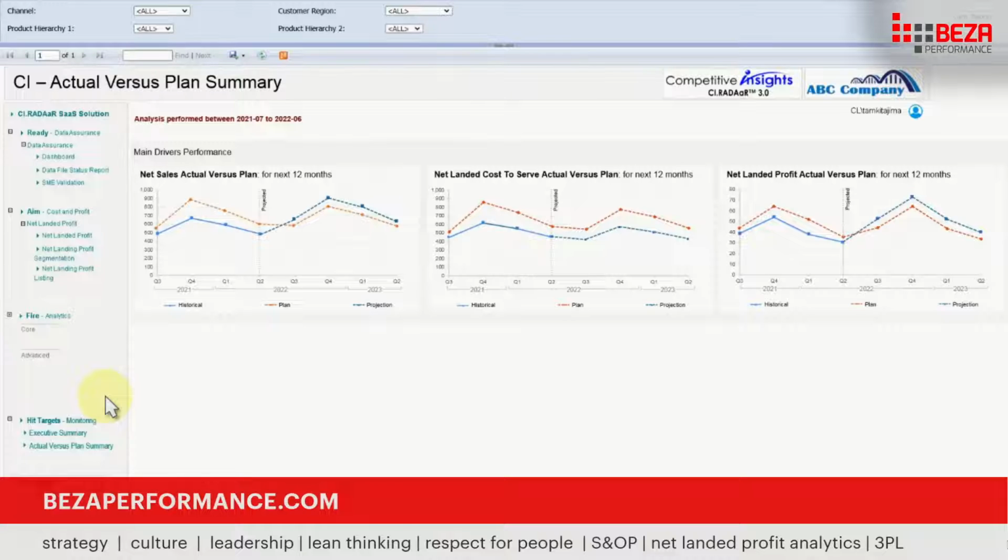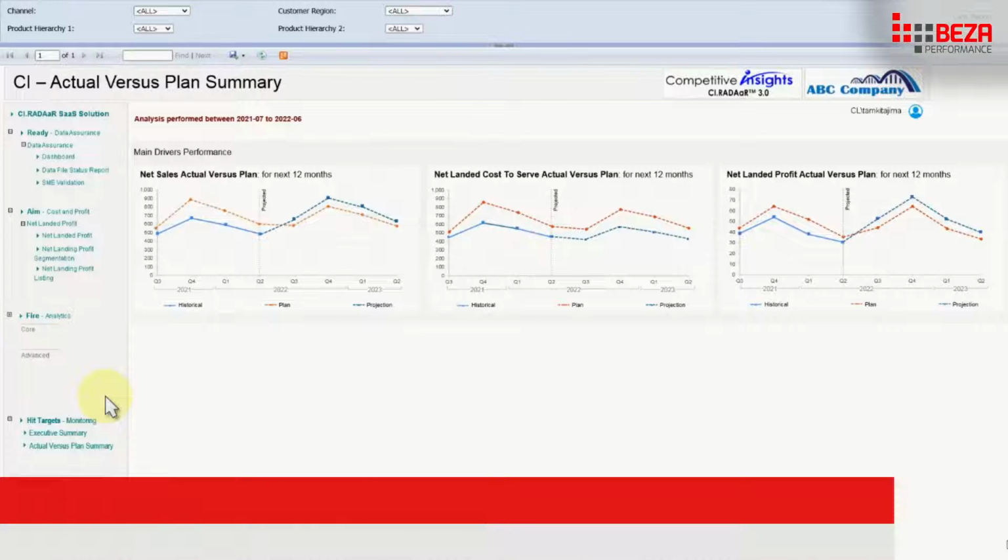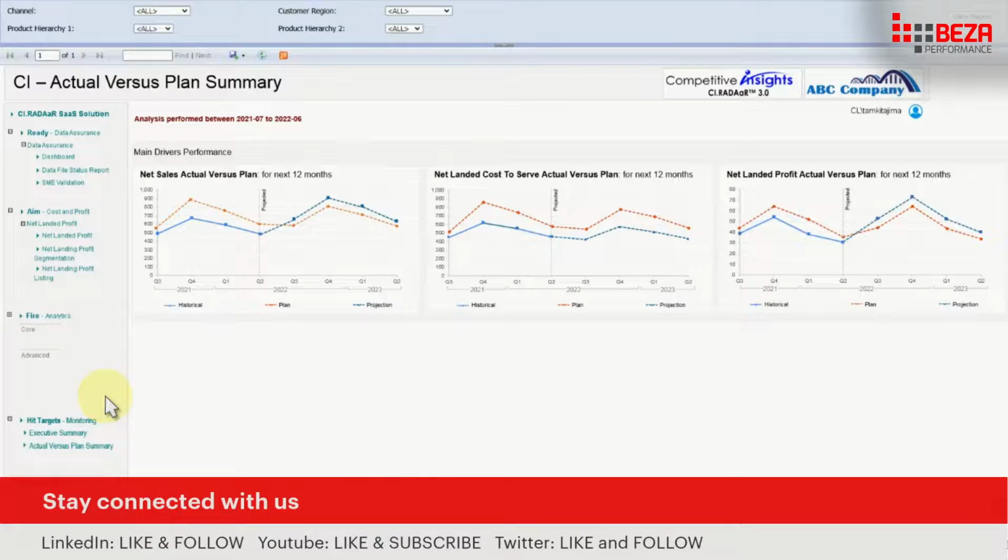And that's the same strategy for net landed costs. You can see the differences between plan versus actual and then the projected, and you can look it over and see the actual net landed profit. That's really important because it's essential that companies can know that they're moving to hit or to exceed the target, both in sales and in the cost to serve and in profit. Does that make sense, Marshall?